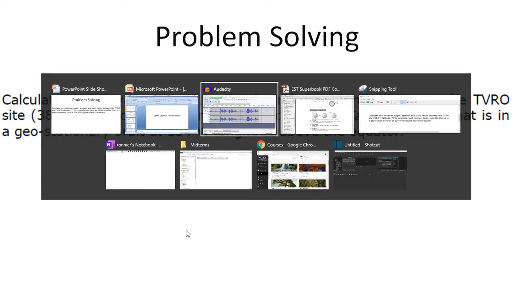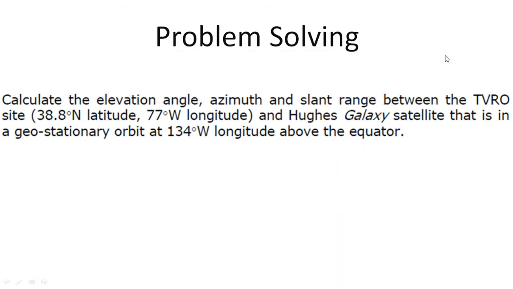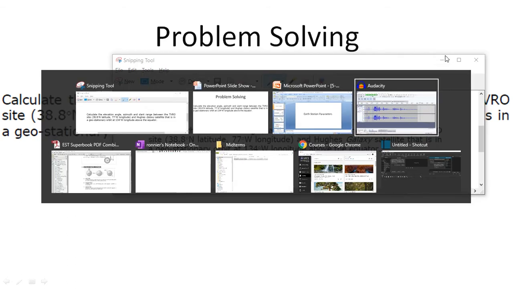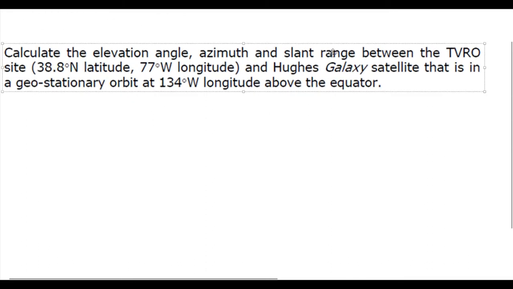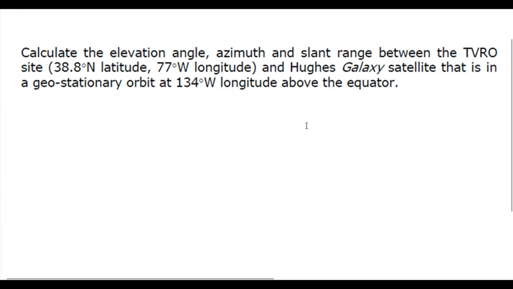Punta tayo sa kabilang software. Then, solve natin yung problem na yan. Okay. So, let's calculate the elevation angle, azimuth, and the slant range between the TVRO site, 38.8 latitude, and the 77 degrees west longitude. So, ito yung Earth station natin, yung TVRO site. And the huge galaxy satellite, ito naman yung satellite na nasa geostationary orbit. Sinabi kasi sa problem, at 134 degrees west longitude above the equator.